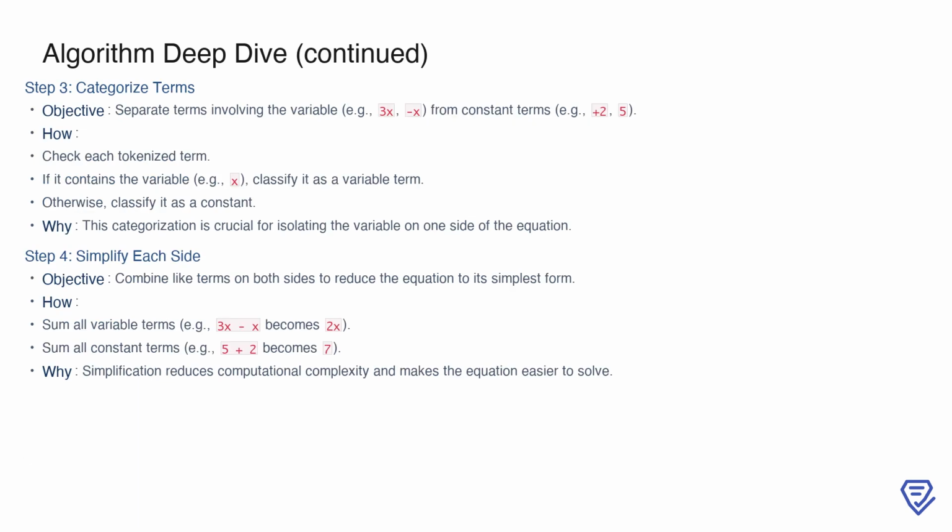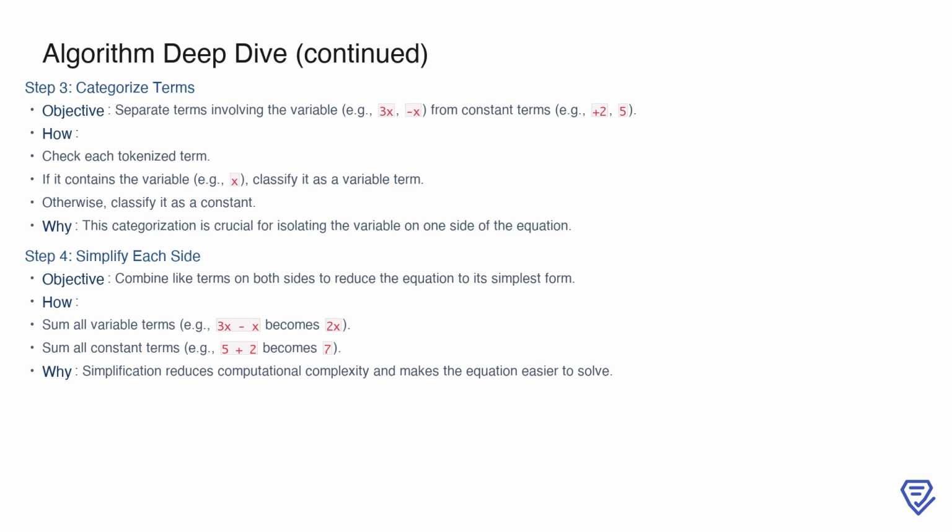After tokenizing the equation, the next step is to categorize the terms. Here, we separate the terms that involve the variable, such as 3x and x, from the constant terms, like plus 2 and 5. To determine the category, we check whether each token contains the variable. If it does, it's classified as a variable term, otherwise, it's classified as a constant. This distinction is critical because it allows us to isolate all variable terms on one side of the equation.